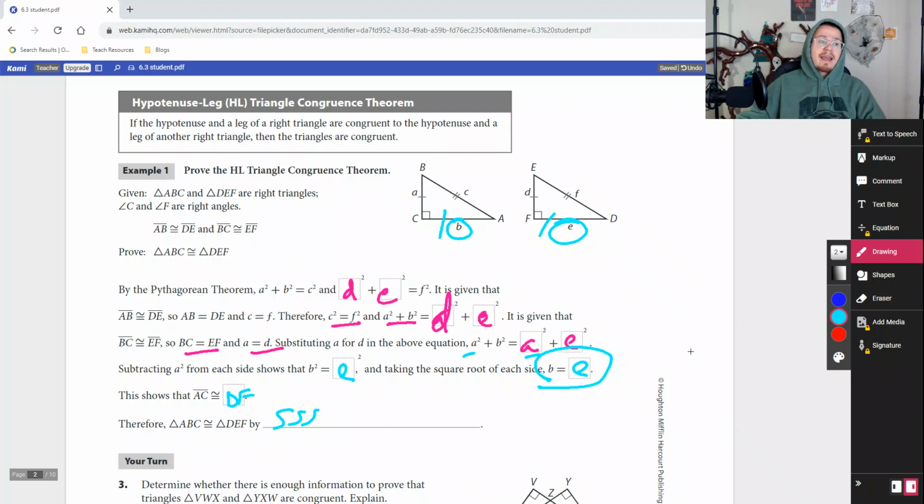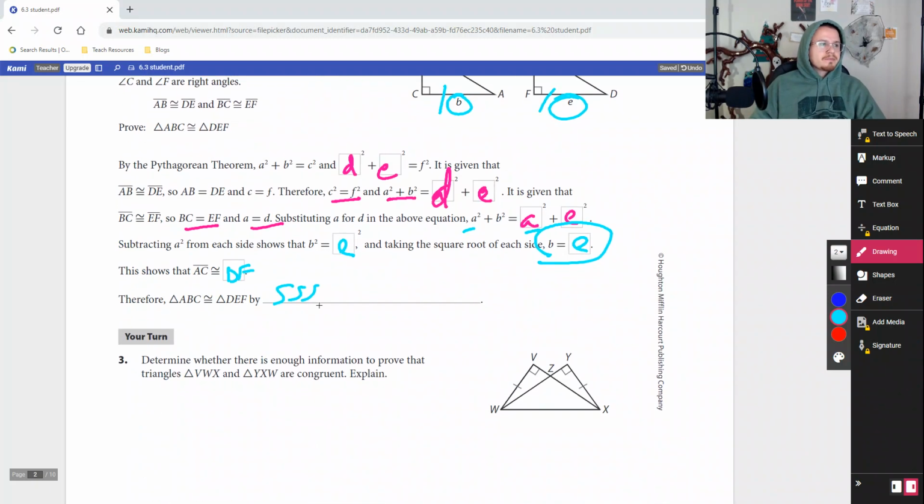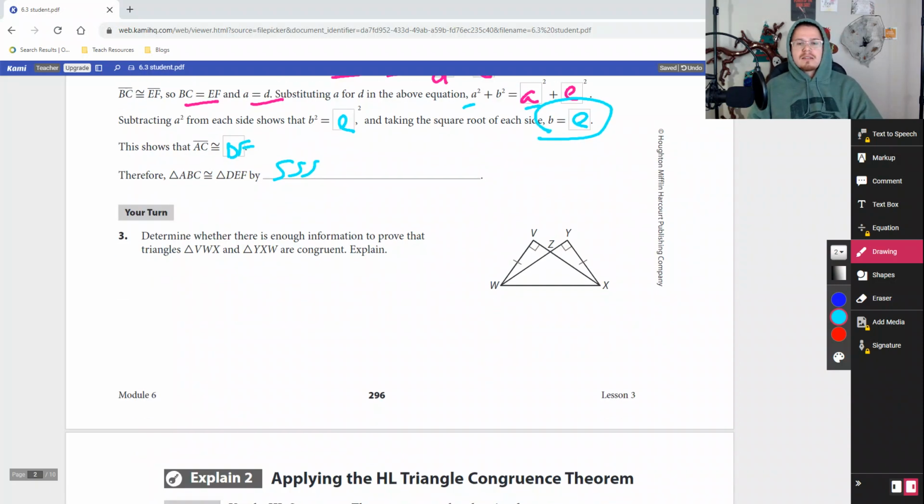So you tried to prove it via the HL, and that proves it's congruent using all three sides. Still true. You just did that. Alright, your turn. If you want to pause, try this.